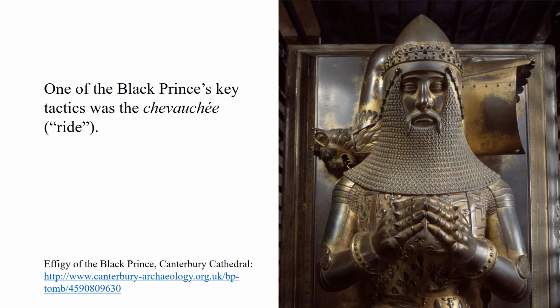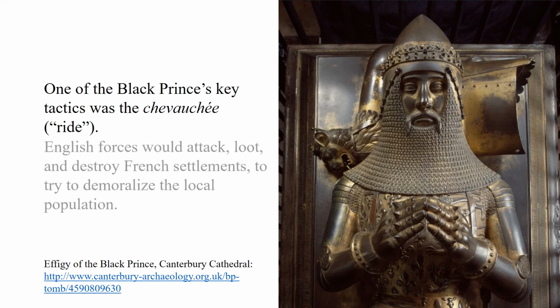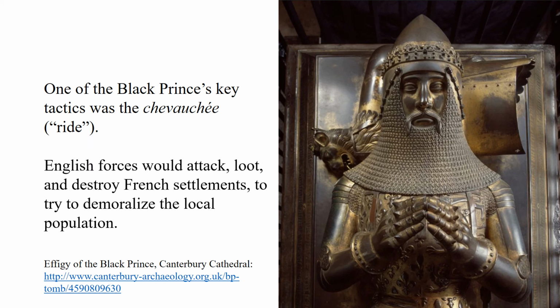One of the Black Prince's key tactics was the chevauchée. That just means ride, but what it entailed was English forces attacking, looting, and destroying French settlements to try to demoralize the local population.